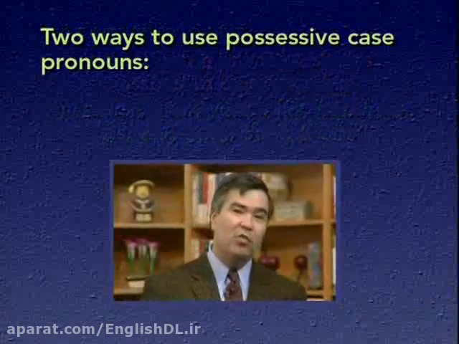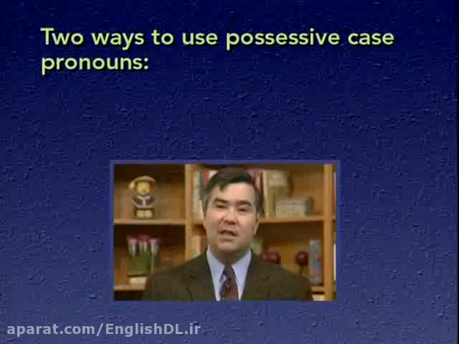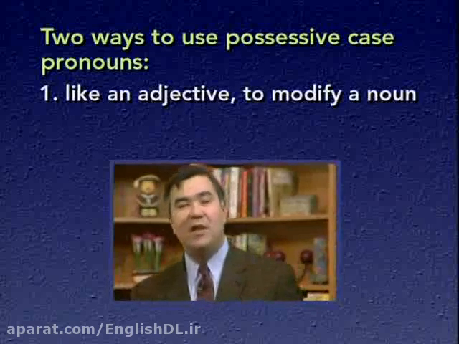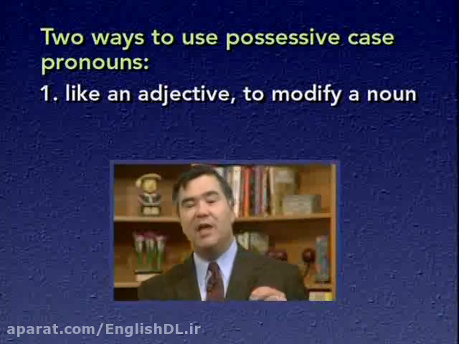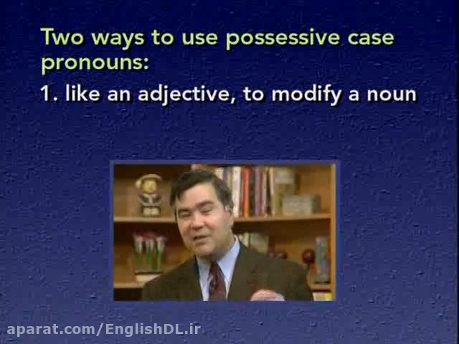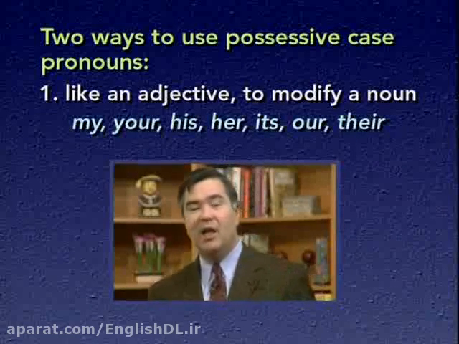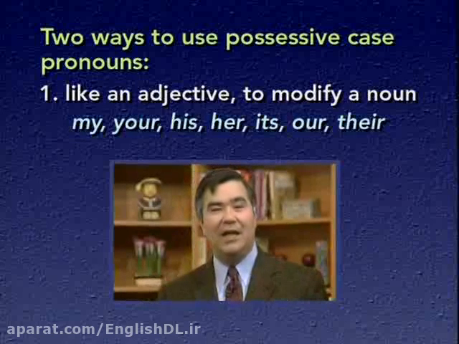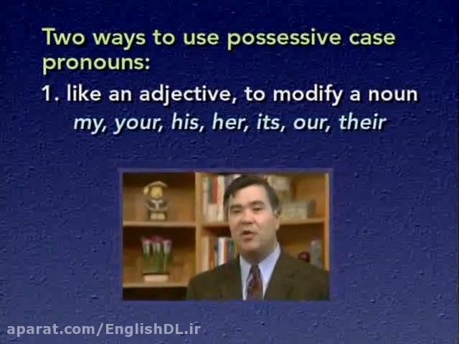I mentioned that there are two ways that possessive case pronouns can be used. Here are the two ways. The first way is to use the possessive case pronoun like an adjective to modify a noun. When this is being done, the possessive case pronoun comes before the noun and acts very much as an adjective. The possessive pronouns which are used in this way as adjectives are my, your, his, her, its, our, and their. Here's a sentence that illustrates this use of a possessive case pronoun.